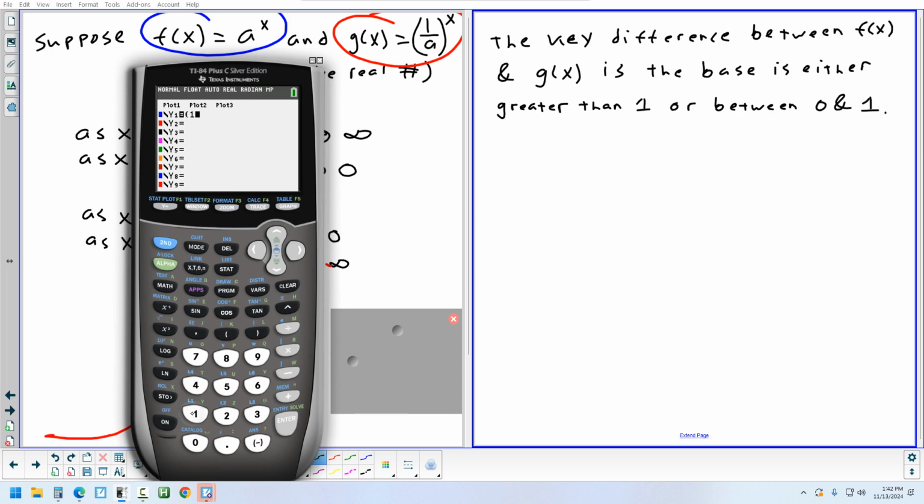So what if I typed in 1/4 raised to the x? Is that going to be a graph that curves up or goes down? That's going to go down. You're going to see it come down as you go to the right.